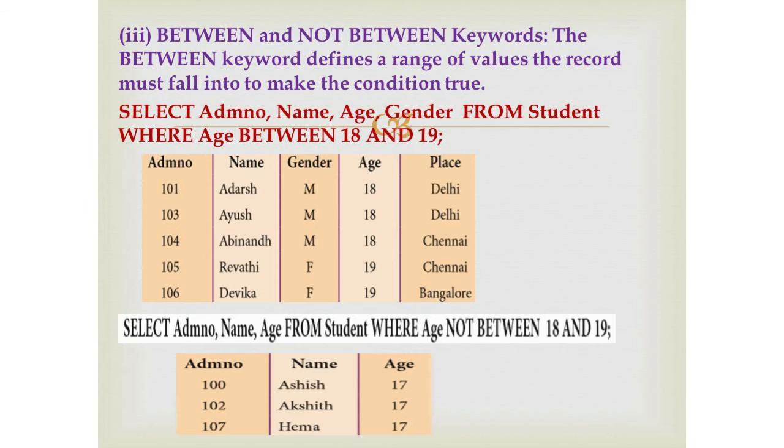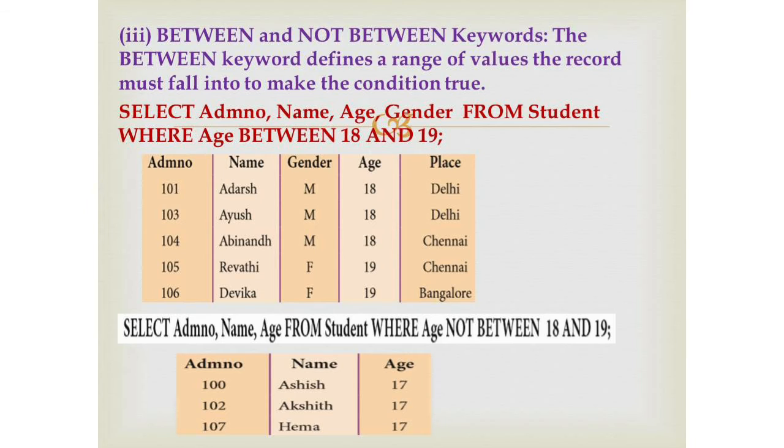So your output will be admission number, name, gender, age, place: 101, 103, others 18. Age is 18 and Delhi. Then next Ayush 18. Then Abhinand 18. Revati 19. Devika 19. So by using this between keyword, you can define the range of values. Okay. The next one is not between.